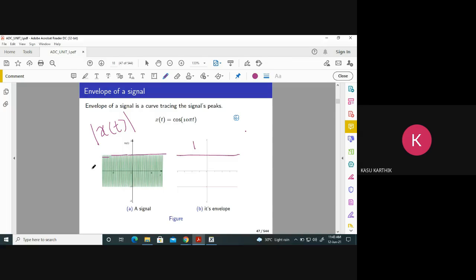Now for every signal, if you take mod, you get a curve. That is called envelope. Here, envelope is very, very important. If you join the peaks of a signal, or trace the peaks of a signal, you get a curve, that is called envelope. Now we have devices to catch, or to extract, the envelope of a signal.